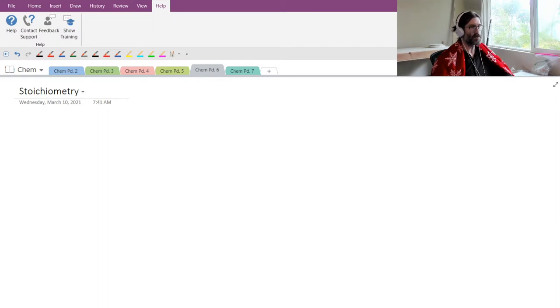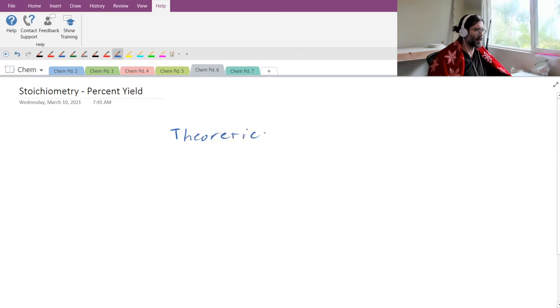Remember yesterday we went over what a theoretical yield is and what a limiting reagent is? So this is stoichiometry percent yield. I need to turn on my drawing tablet. So yesterday we talked about a theoretical yield. I'm going to switch colors. We talked about a theoretical yield, and something called a limiting reagent.